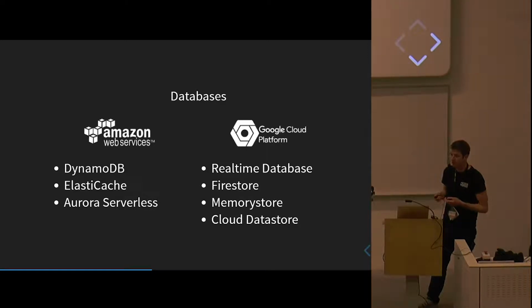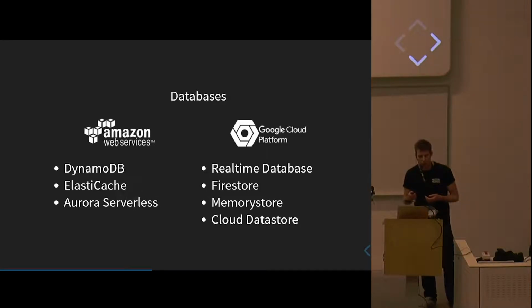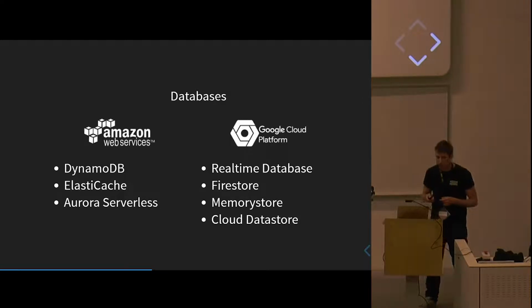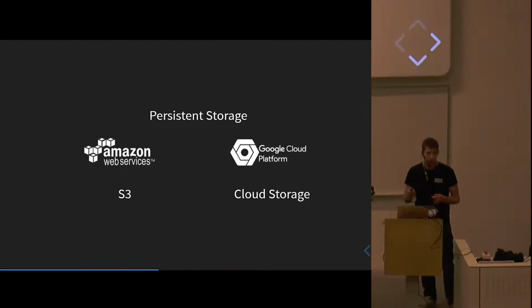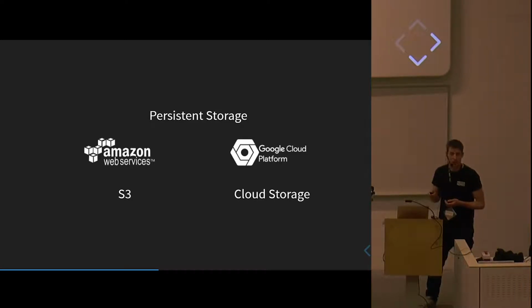It's really powerful. On the Google side, there's the real-time database and Firestore. Those are both databases within Google Firebase, which I'll get back to later. Memory Store also offers Redis, and Cloud Datastore. Persistent storage, I think everyone knows S3, and on Google Cloud they have Cloud Storage, and a fun fact is that they're actually compatible. Google made it compatible with S3, so you can use basically any library also with Google Cloud. Very smart choice, I would say.